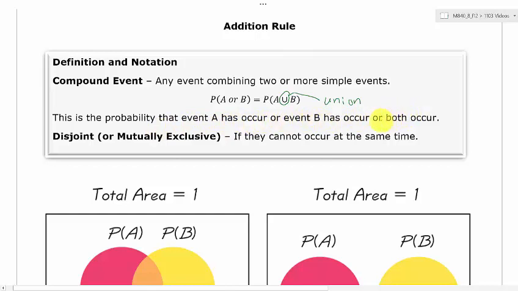Something called a disjoint or mutually exclusive event are two events that cannot occur at the same time. So if two events cannot occur at the same time, we refer to them as either disjoint or mutually exclusive, so that these words mean exactly the same things and we can use them interchangeably. So if I say that two events are disjoint, it means that they are mutually exclusive. Or if I say that they're mutually exclusive, it also is the same as saying that they're disjoint.